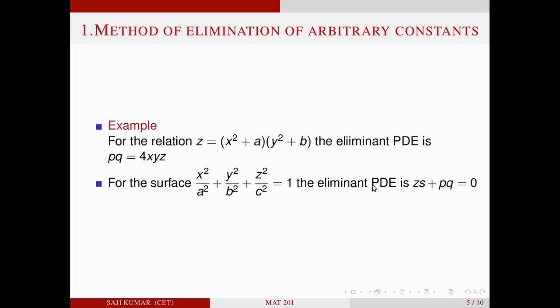Here we can show that this elimination process will result in a second order PDE. z is equal to zs plus pq is equal to 0. Here what is the order? Here this order is given by the second derivative, the mixed derivative s. Now I will show you how to form the partial differential equation by eliminating these arbitrary constants.